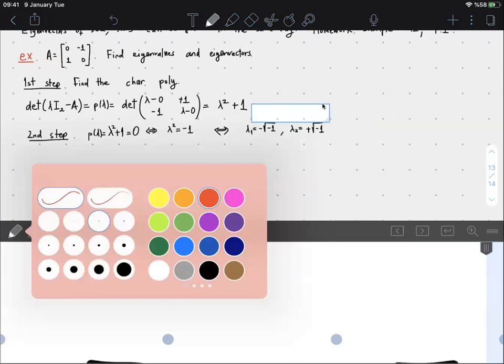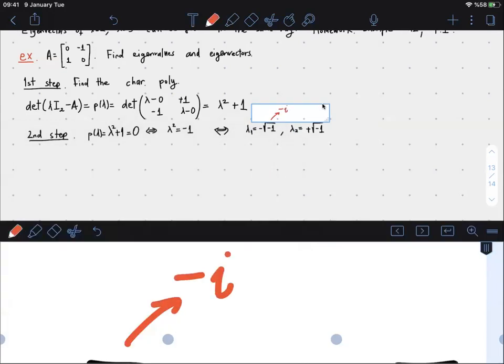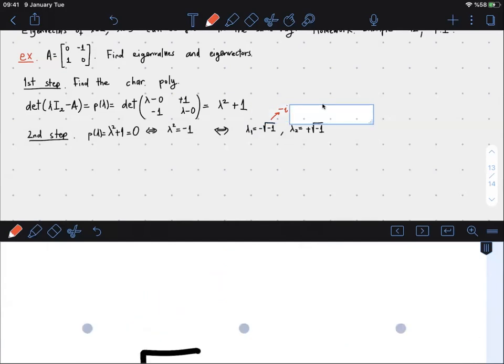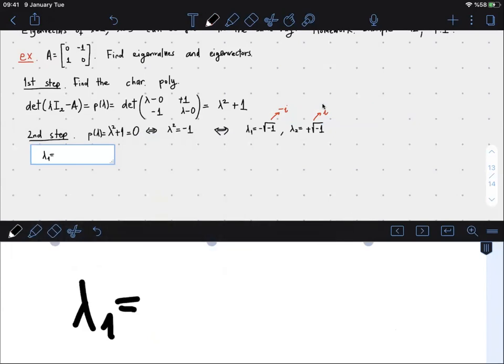So let me use this letter. Square root of -1 is called I. There is no real number whose square is -1, so we give a special letter for this one. This is also called the letter I. We have these two eigenvalues. So the eigenvalues are complex numbers in this case. Lambda 1 equals -I and lambda 2 equals plus I.